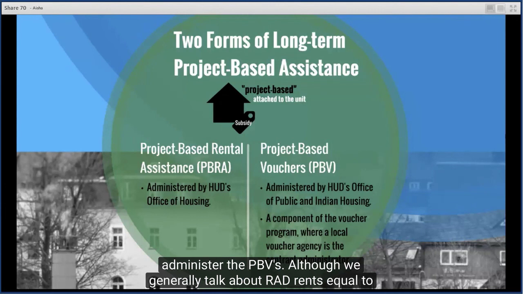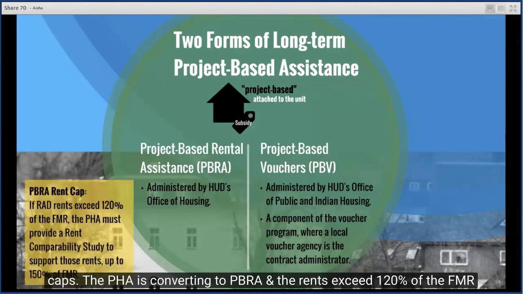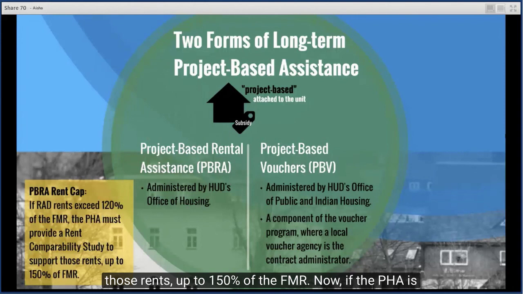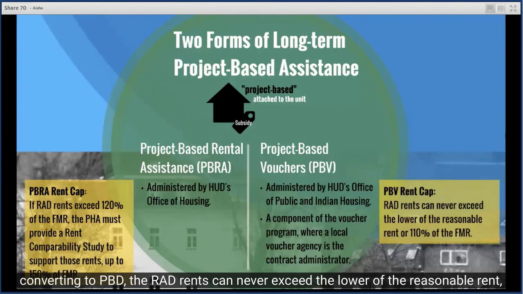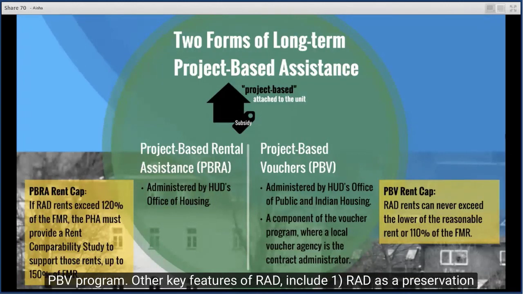Although we generally talk about RAD rents equal to current funding in the public housing program, there are some RAD rent caps. If a PHA is converting to PBRA and the rents exceed 120% of the FMR, which is very rare, the PHA must provide a rent comparability study to support those rents up to 150% of the FMR. And if the PHA is converting to PBV, the RAD rents can never exceed the lower of the reasonable rent, or 110% of the FMR, which are just the basic rules under the PBV program.